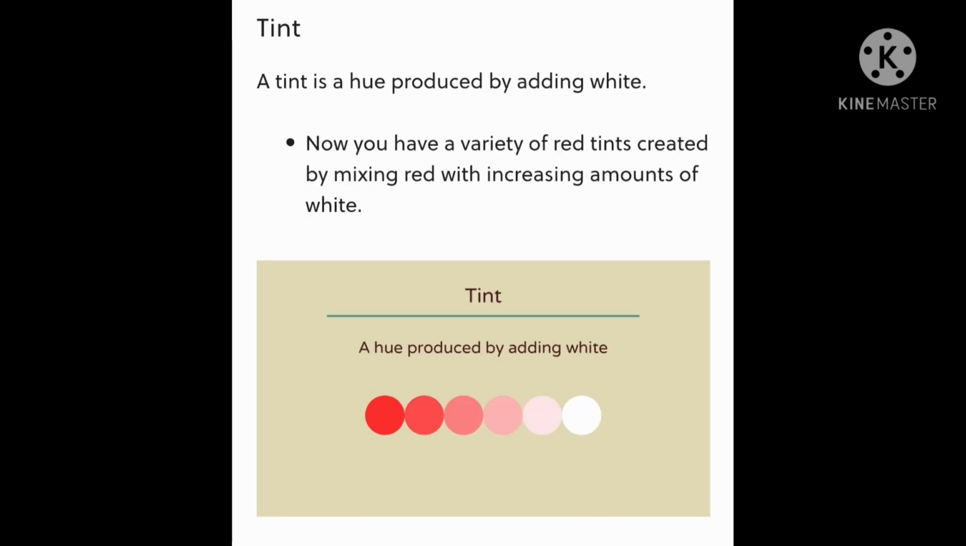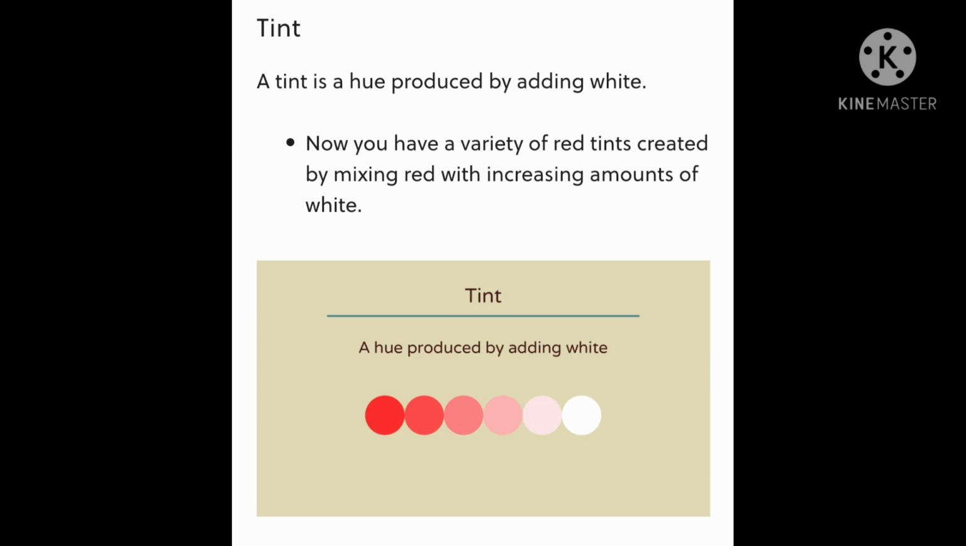Now we'll be introduced to the next important term, which is tint. Just opposite to the last concept, a tint is a hue produced by adding white. Now you have a variety of red tints created by mixing red with increasing amounts of white.